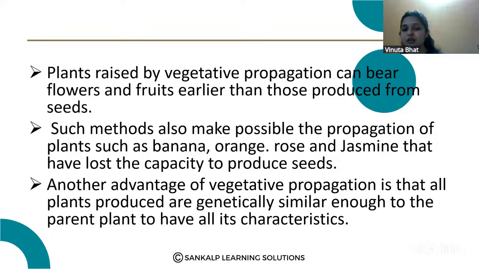Another advantage of vegetative propagation is that all plants produced are genetically similar enough to the parent plant to have all its characteristics. So that is the advantages of vegetative reproduction.